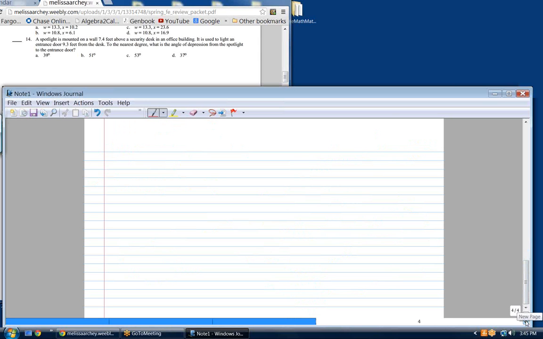A spotlight is mounted on a wall 7.4 feet above a security desk. So this is 7.4. Here's the desk, and here's a spotlight. It is used to light an entrance door 9.3 feet from the desk. There's a door. To the nearest degree, what is the angle of depression from the spotlight to the entrance door?